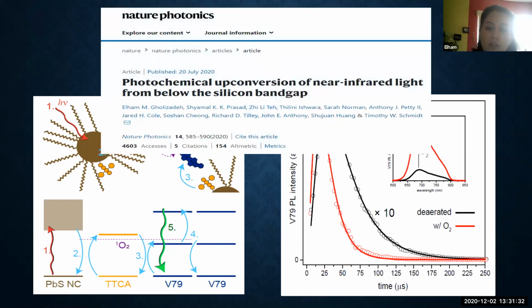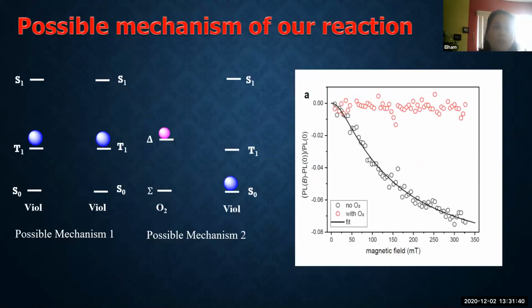So the results of these experiments have been published already in Nature Photonics. But the next question that came to our mind was, is the mechanism of the reaction the same when we have oxygen and when we don't have oxygen? So we had two assumptions. Maybe when we have oxygen, we still have the TTA between two violanthrone molecules. So two violanthrone in their triplet states will transfer energy between these states, the same as the TTA happening here.